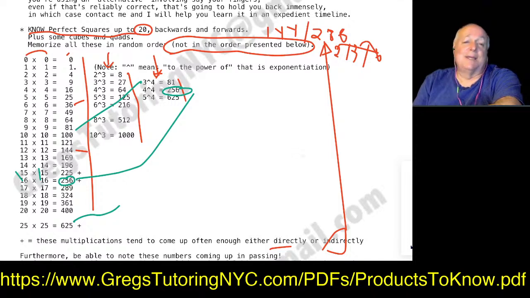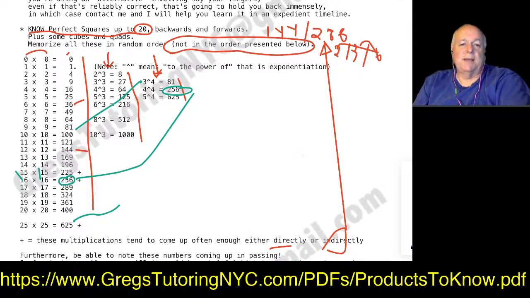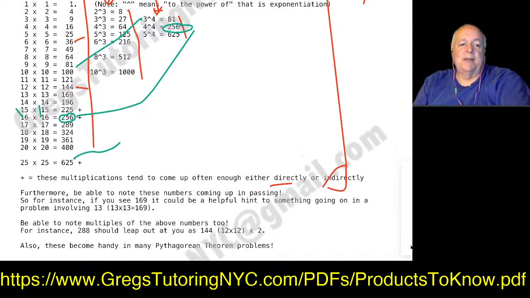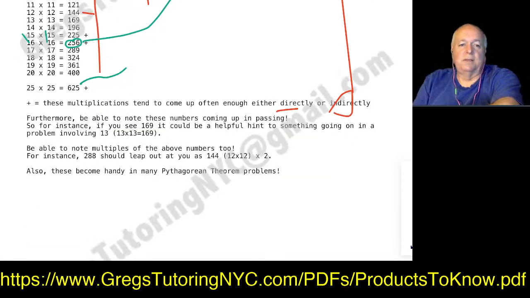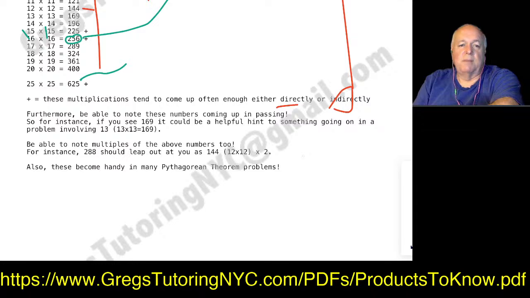Just memorize all these numbers on here. There's not a choice. And the clincher is that these are coming up indirectly more than directly. Read some of the stuff I have here. These numbers come up in passing. So remember again, the test is arithmetic based, and many of these tests are using numbers here that need to cancel out.